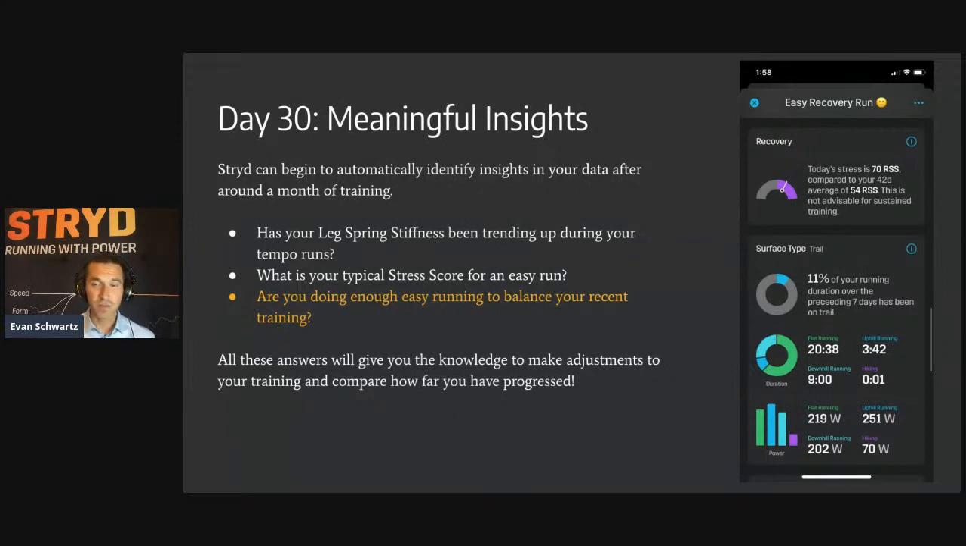And then if I tag a surface type as trail, I can see all these really cool different insights. So insights are there to give you more information about that specific activity and that specific tagging that you have done for that run. We're going to do a full deep dive into insights later next week.